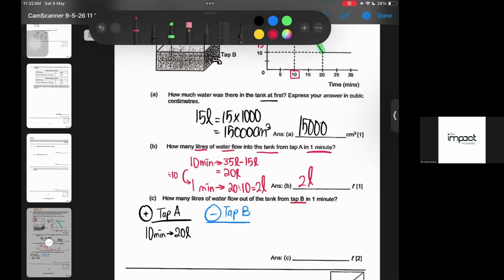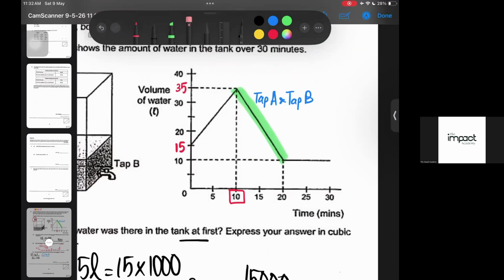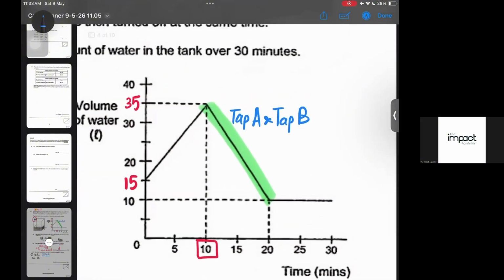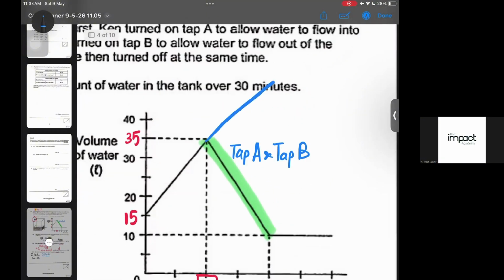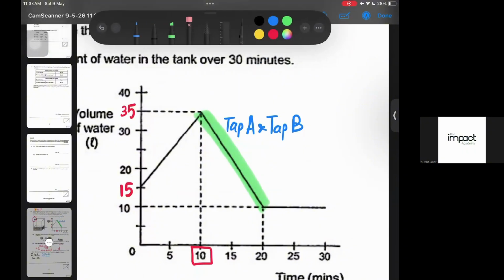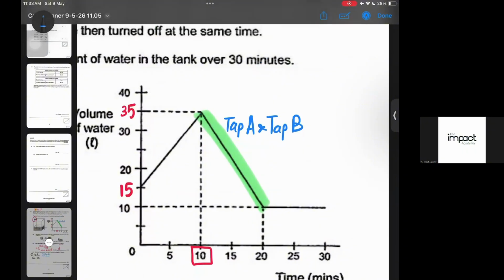Okay, I'm gonna go to the graph. You see for yourself. How many of you can see? If tab A is doing the addition job, it will go from 35 all the way up to 55. But did it go all the way up to 55? It dropped all the way down to 20. Agree, disagree? Make sense or not?